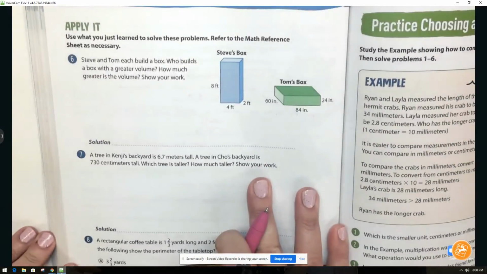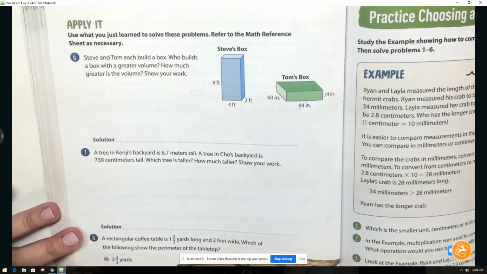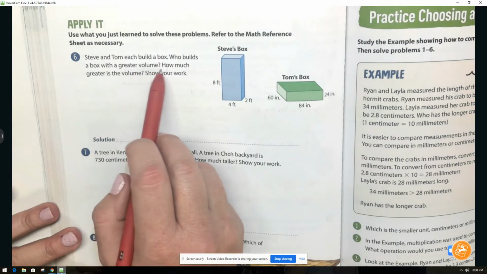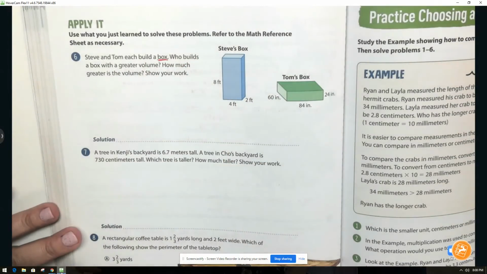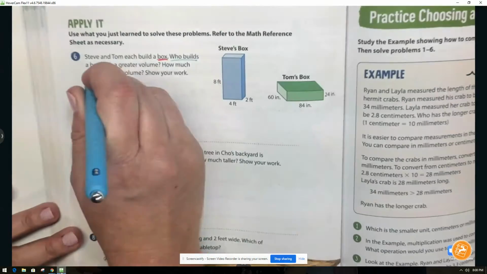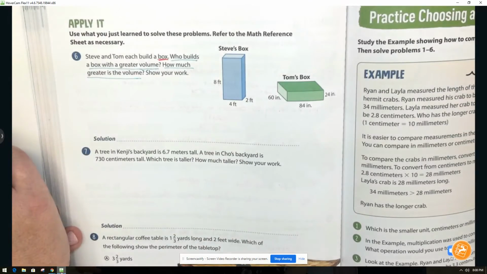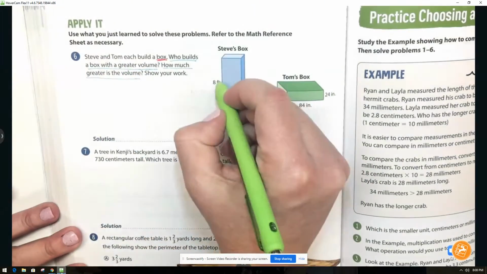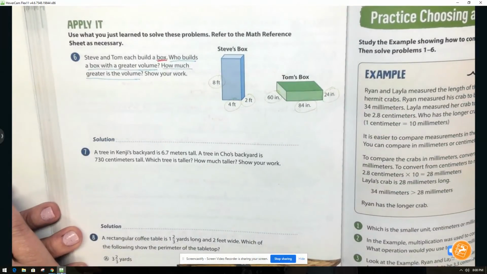All right, on page 544, we see 3 problems. The first problem says: Steve and Tom each build a box. Who builds a box with a greater volume? How much greater is the volume? So we've got a box, and we want to know 2 things: who builds a box with a greater volume, and how much greater is the volume? The important information is actually not in the problem, it's over here in these pictures. The important information is all of these sides. This is the information that we need in order to solve the problem.